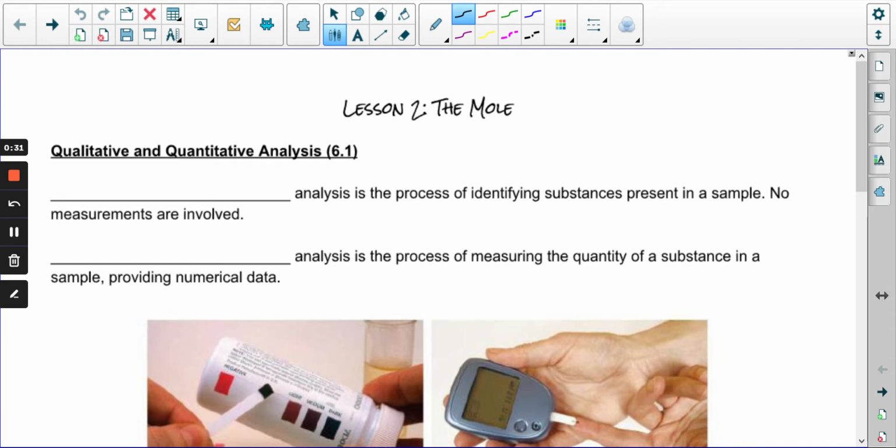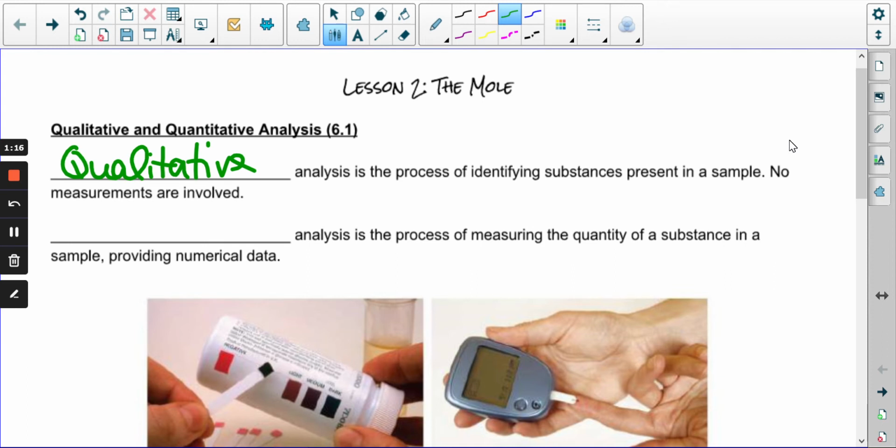So, the first thing I'd like to talk about with you is something that we've mentioned before, qualitative and quantitative analysis. We've talked about this in the context of observations that can be either qualitative or quantitative. What I'm describing here is a qualitative or quantitative analysis, so identifying whether a certain substance is present in a sample. Very similar concept. When we're looking at qualitative analysis, we were identifying a substance without using any measurements, very similar to what we would talk about as a qualitative observation.